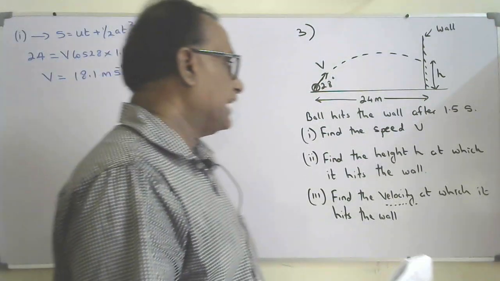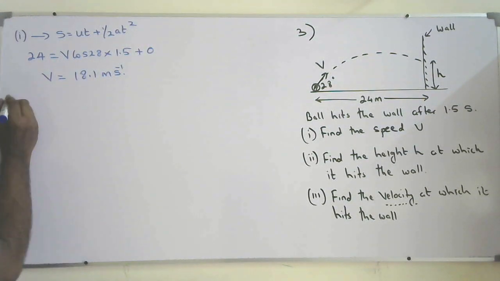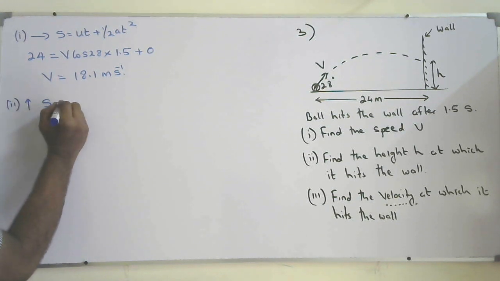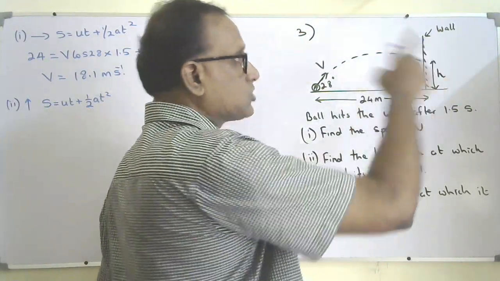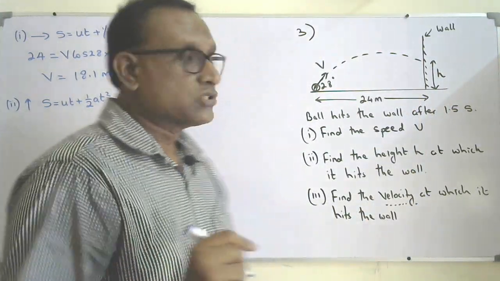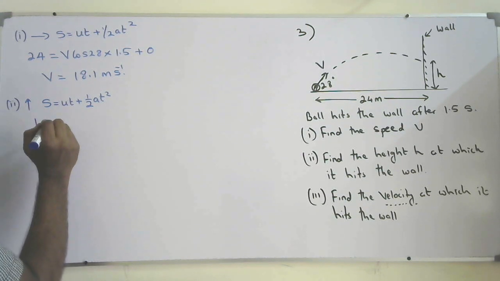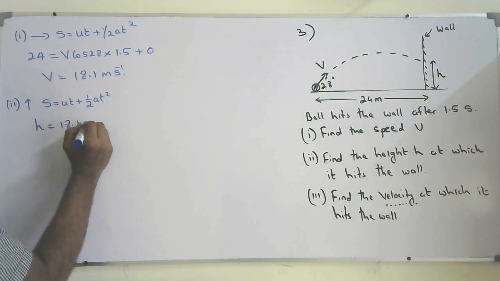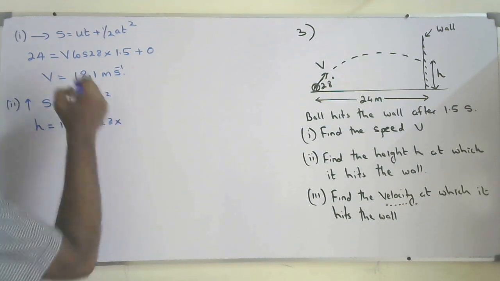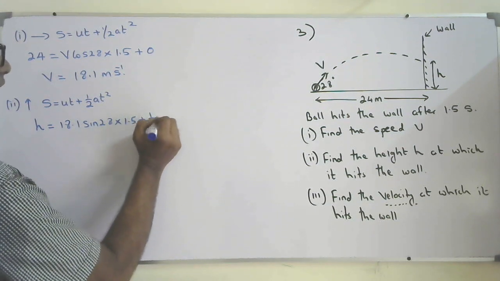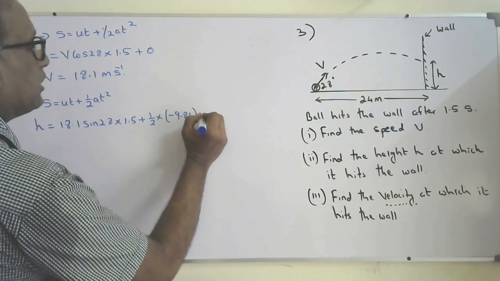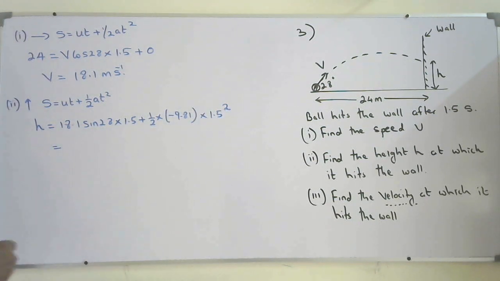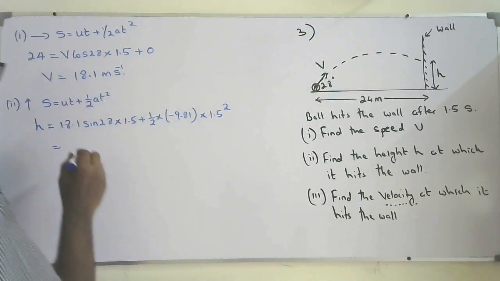Okay, second part, find the height h at which it hits the wall. For the second part, I can use vertically upwards s equals ut plus half at squared for the motion from the initial point to the wall. The vertical displacement is h, at which it hits the wall. So h is equal to the initial vertical velocity, and I already found v, that is 18.1 sine 28, into the time 1.5, plus half into minus 9.81, because I'm taking the upward direction and gravitational acceleration is downwards, into 1.5 squared. When you solve this, you will get the height h. The answer will be 1.71 meters.